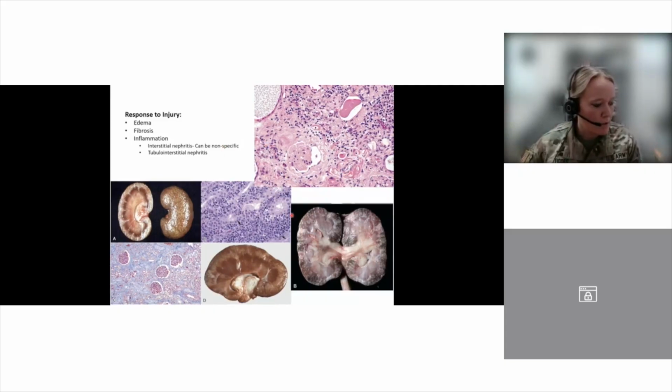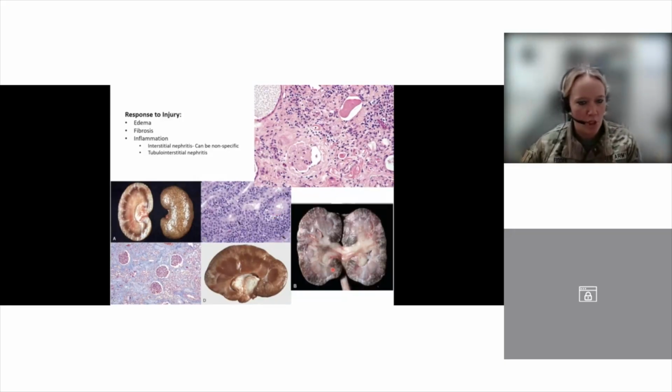Interstitial nephritis, if you do a lot of lab animal stuff like I do, I would challenge you to find a mouse kidney that doesn't have a few interstitial lymphocytes somewhere in the kidney. So it can just be a non-specific background lesion in some animals. Tubulointerstitial nephritis can result from ascending infections, hematogenous infections.